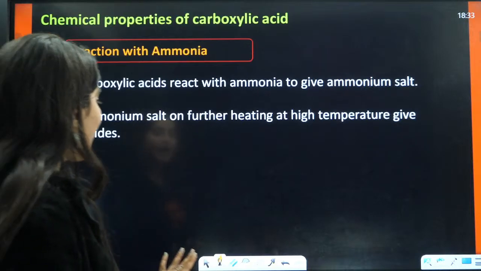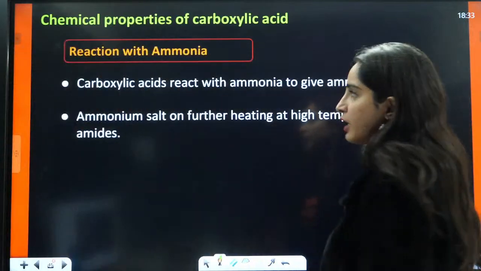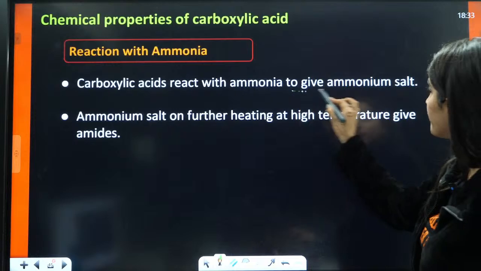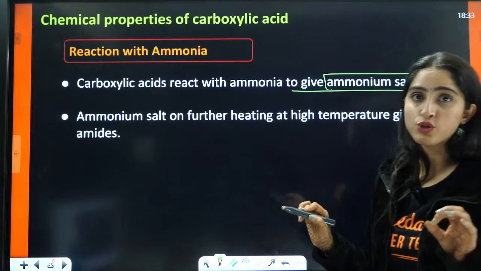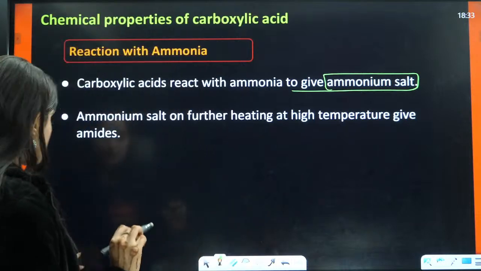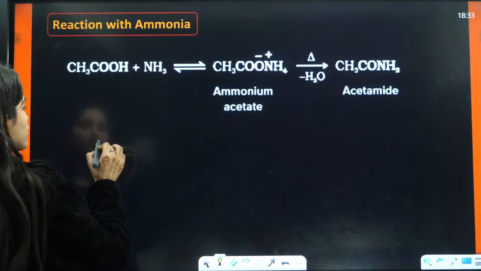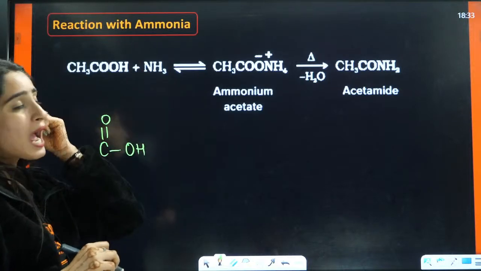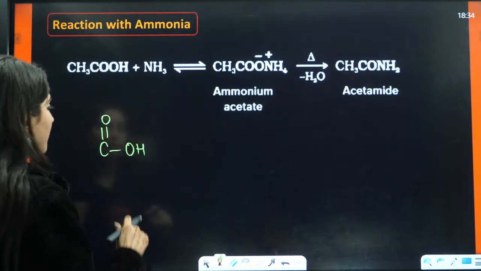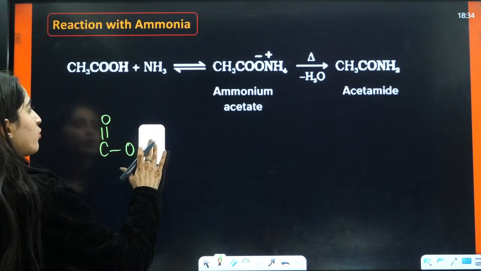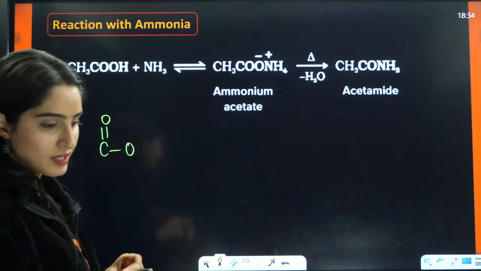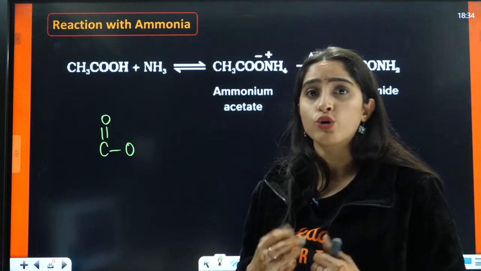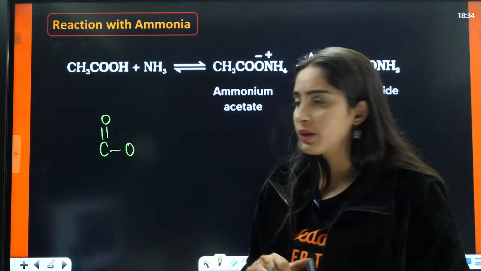Okay guys, now the reaction with ammonia. Now you have carboxylic acid, and this is also an important reaction. Carboxylic acid reacts with ammonia to give an ammonium salt. Now let us see how. Now you have the carboxylic acid, and when you add NH3 here, what will happen? We know that ammonia is a base. Now, what is the quality of a base? A base wants to accept protons.